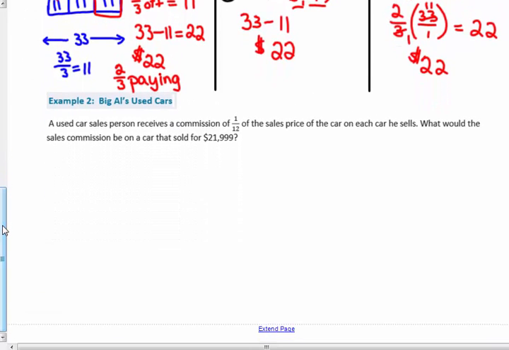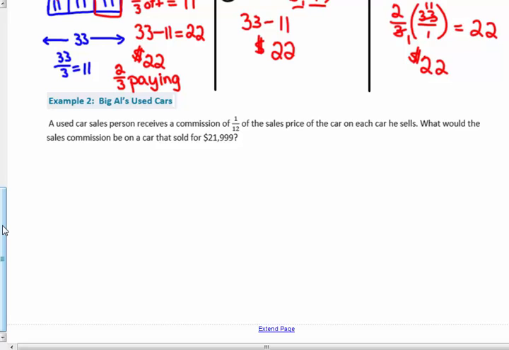Example 2. A used car salesperson receives a commission of 1/12 of the sales price of the car on each car he sells. So he works for Toyota, let's say, and he's selling cars. He sells the car, and part of the money that the company, the Toyota dealership, gets goes to the dealership, and part of it goes to the salesman who spent all that time selling you the car.